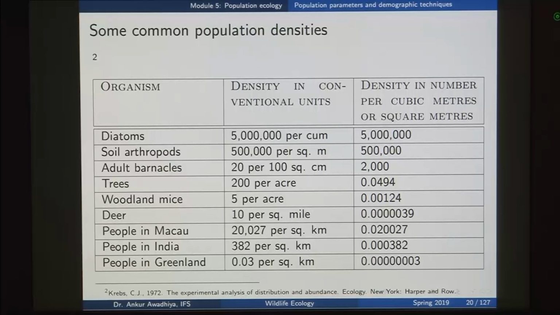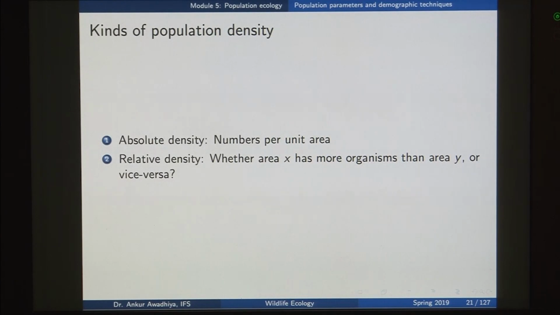Now, it is important to know this fact that you have a large variation, so that you can discern the best technique that you will use to measure the population density. And when we talk about population density, we can look at absolute density or relative density.